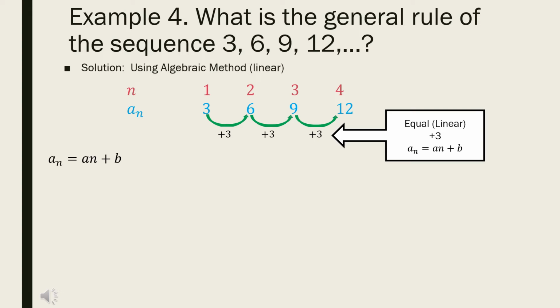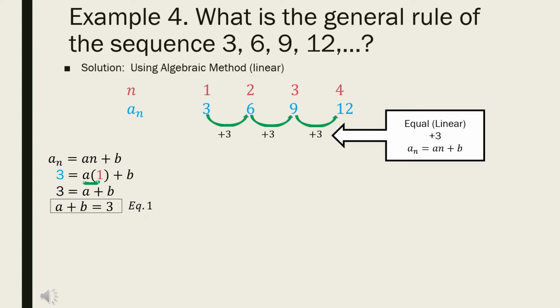So find the pair from our n and a sub n. The first pair that we're going to have is 1 and 3. 3 is for a sub n and 1 is for n. So we have 3 is equal to a times 1 plus b. Then simplify: a times 1 is just a. So our next step would be 3 is equal to a plus b, which is just the same as a plus b equals 3, based on our properties of equality. So that would be our equation 1.